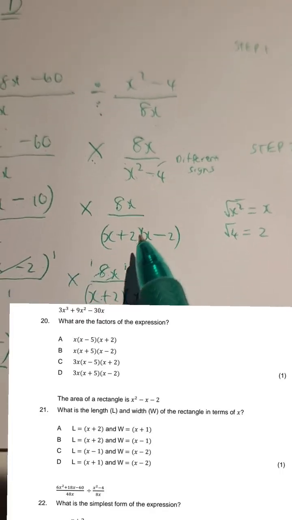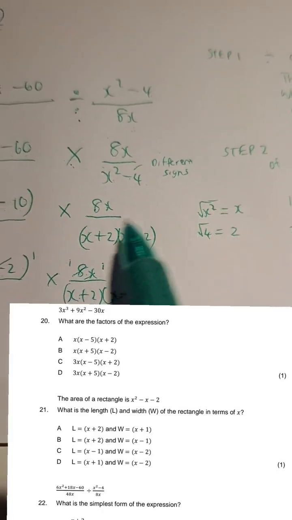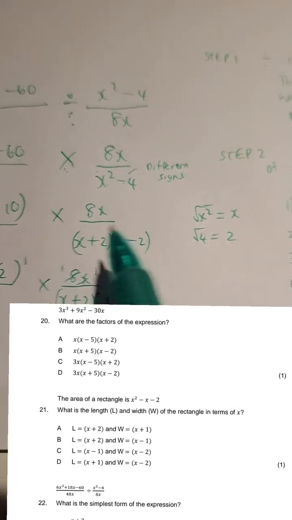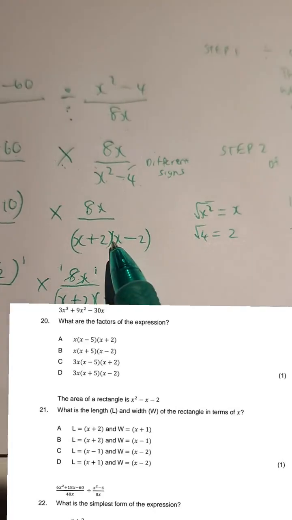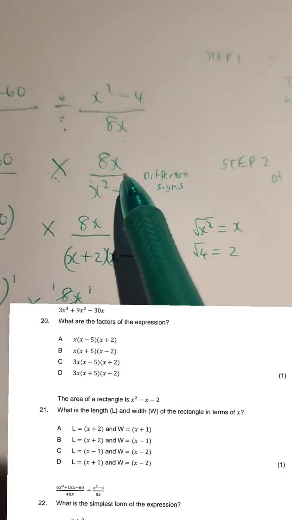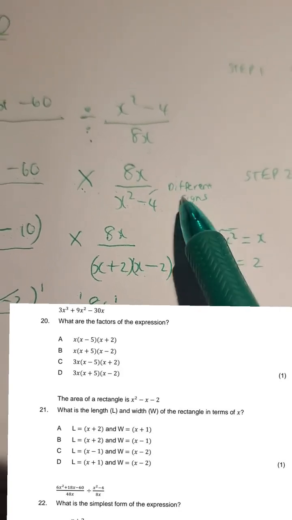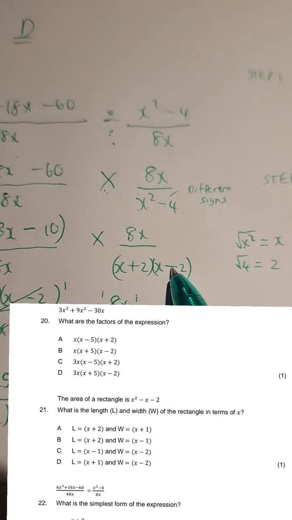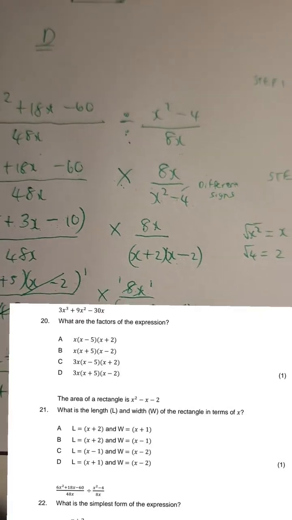So a difference of two squares can be factorized by taking the square root of the first term, which is x in this case, so we write x and x, taking the square root of the second term, which is square root of 4 is 2, we write 2 and 2, and then because the constant term is negative, that means we are going to have different signs inside the bracket. That's why we have plus and minus.